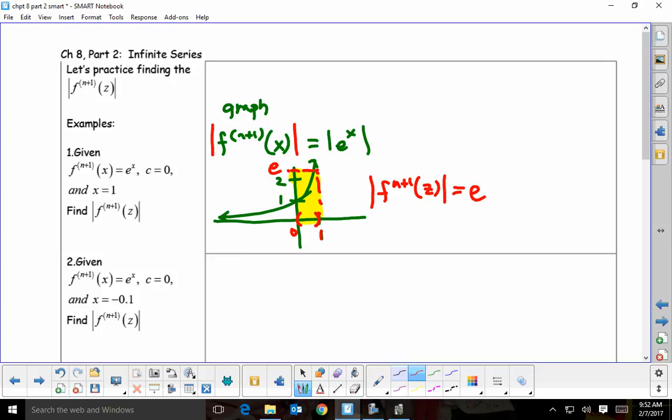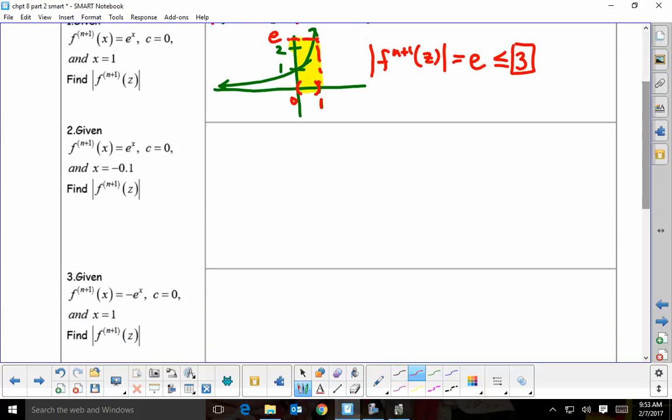And E may be hard to actually plug in without a calculator. So we could say, hey, E is less than or equal to what? What's an easy number we could plug in that's close to E? 3. Okay? And that's what I would actually use. We can always go a little bit above. It's going to make our error a little bit bigger, but that's okay. It shouldn't be that bad.